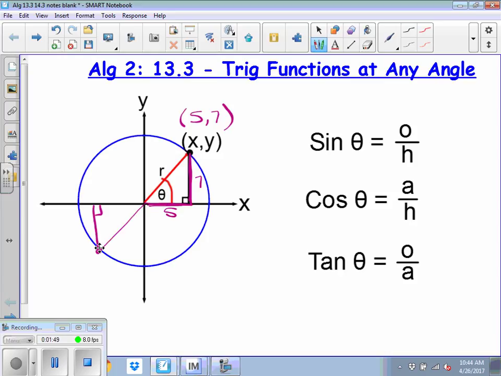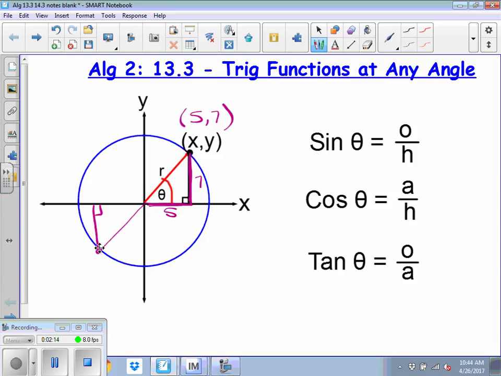Now, your hypotenuse, if I have this on a circle, is also the same thing as the radius of the circle. Do y'all see that? The hypotenuse is the radius of the circle. The radius can never be negative. The radius of a circle can't ever be negative. Does that make sense? Okay.